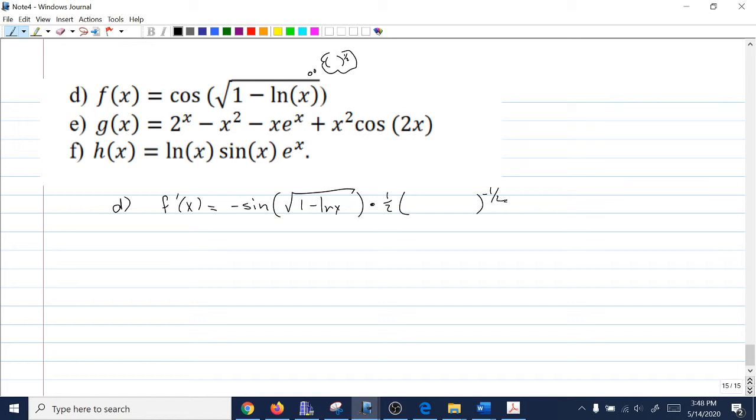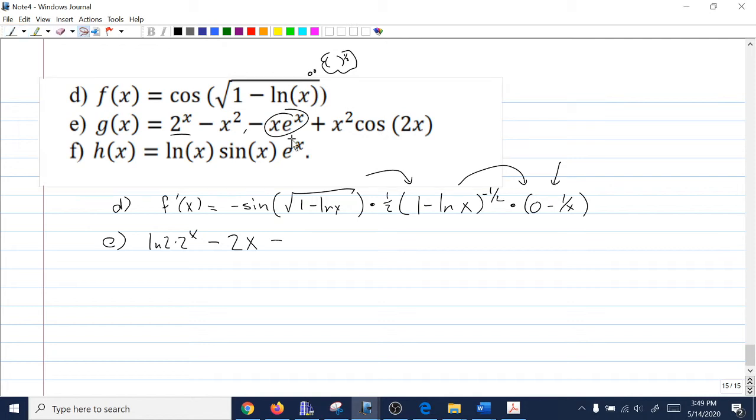What is being raised to the negative 1/2? Leaving the inside alone. Times now the derivative of the inside of that. This is chain. Derivative of 1 minus log x is 0 minus 1 over x. Make sure the negative is on the 1 over x. This one's pretty easy. Derivative of 2 to the x is log 2 times 2 to the x, minus derivative of x squared is 2x, minus x e to the x, this needs product rule.